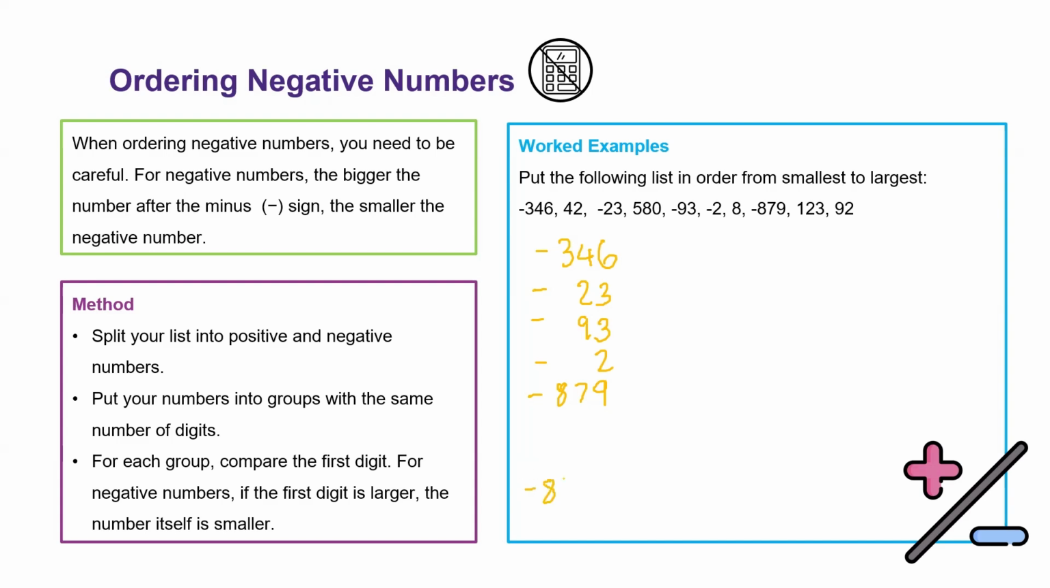So I'll start my list here, -879, then -346. Okay, that's my 3-digit numbers done. I'll move on to my 2-digit numbers. Again, which number seems smaller? Would you rather have -93 pounds in your bank account or -23 pounds? I would rather have -23 pounds in my account. That means -93 is smaller. Then I've got -23. Then that just leaves -2. Now that I've done all the negative numbers, I can do my positive numbers as normal.